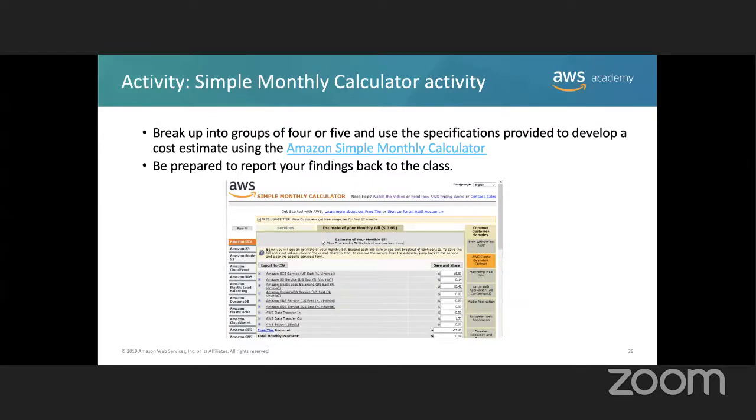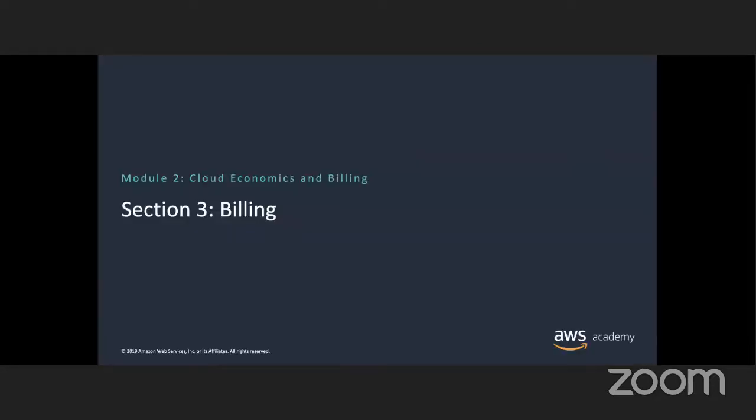Break up into groups of 4 or 5. Guys, we're not going to do this. We don't have time for this. Use the specifications provided to develop a cost estimate using the Amazon calculator. We don't have time for this. Probably you can go over this. You have the PowerPoint. You have the video. Probably you can go over this when you have more time. But this is just for the sake of you becoming more familiar with the simple monthly calculator. You don't have to know how this operates as an expert for the exam. So when you have some time at home, go over this.